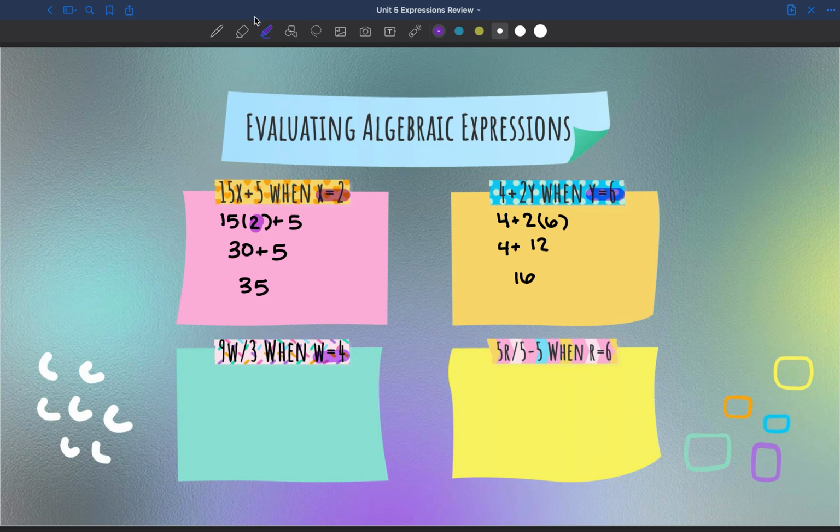So we now know that w equals 4. So instead of having 9 times w divided by 3, we now have 9 times 4 divided by 3. And we first need to multiply 9 times 4, which gives us the answer of 36, divided by 3, which gives us the answer of 12. So your answer should have come out as 12.